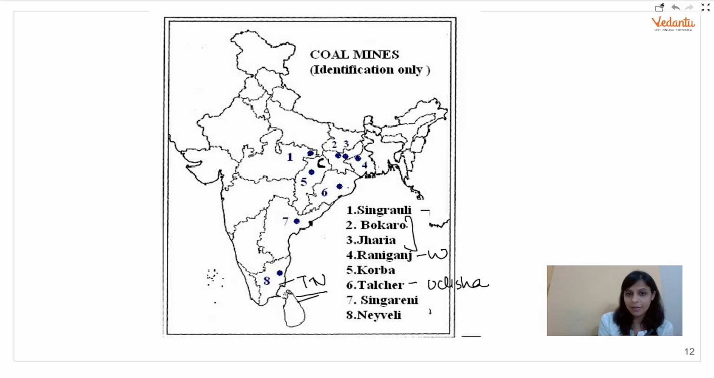Singrauli, we've marked it. Bokaro and Jharia, again marked in Jharkhand. Raniganj, somewhere in West Bengal. You know the location right there, you can observe it. Then you have Korba, which is again in Chhattisgarh. Then you have Talcher. You can see it there in Odisha, right here, Odisha.